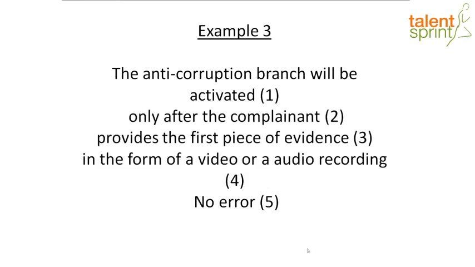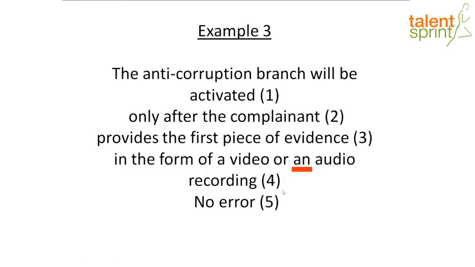Okay, so if you look at it, the anti-corruption branch will be activated only after the complainant provides the first piece of evidence, the again bringing in the meaning of specificity, in the form of a video, which is correct. V is a consonant, not a vowel. I have a, or a audio. There is your correction right there. A is a vowel, so I need to change the indefinite article a to an. And the error for you is in part 4.